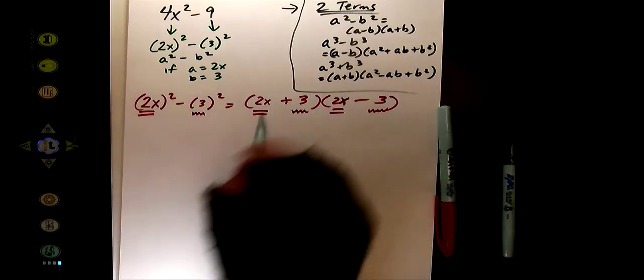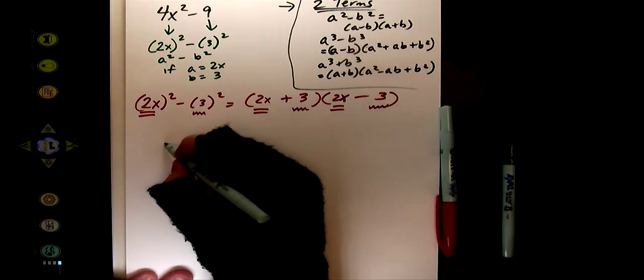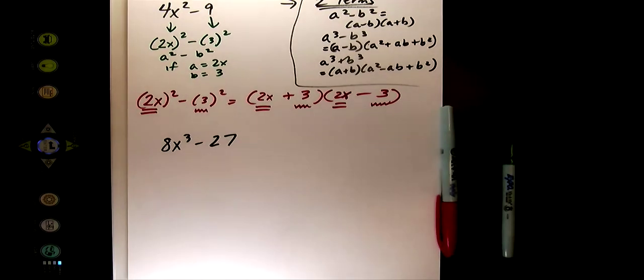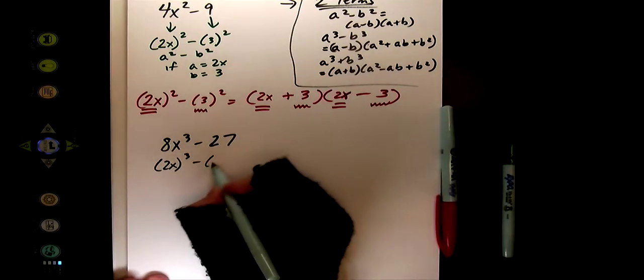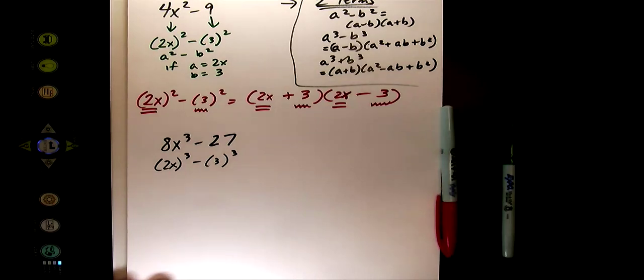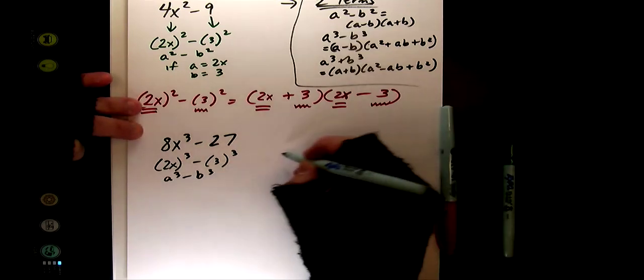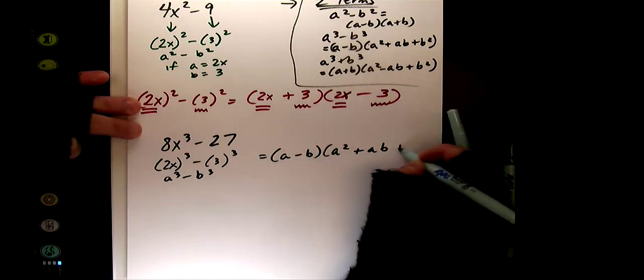Then we'll make this one a little bit simpler. No, we won't. I'm going to say 8x cubed minus 27. This was lazy, I used the same terms. So this is 2x cubed minus 3 cubed. So this is an a cubed minus b cubed scenario. So I'm looking at a minus b, a squared plus ab plus b squared.